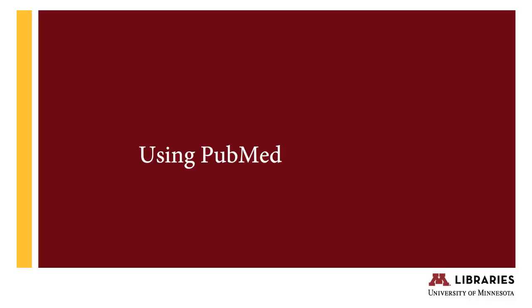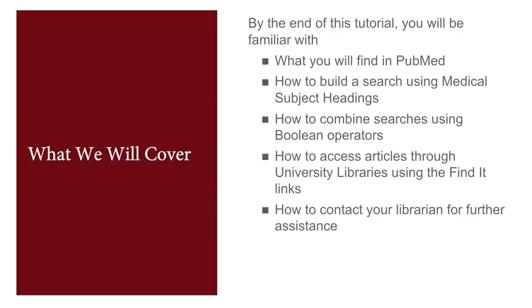In this tutorial, we'll be taking a look at PubMed, one of the primary journal article indexes in the health sciences. By the end of this tutorial, you will be familiar with what you will find in PubMed, how to build a search using medical subject headings, how to combine searches using Boolean operators, how to access articles through a university library subscription through the Find It links, and how to contact your librarian for further assistance.